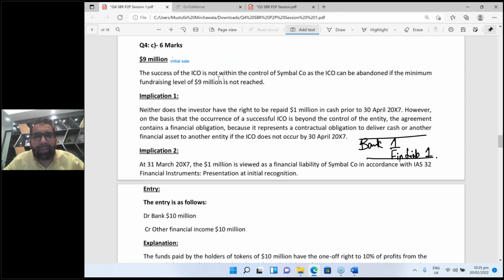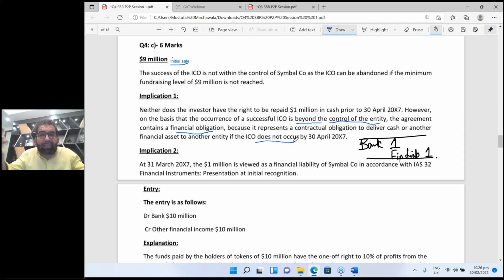You remember we received some money from the initial sale, guys, right? So that 1 million is a liability. Now neither does the investor have the right to be repaid 1 million in cash prior to 30th April X7. However, the occurrence of a successful ICO is beyond the control of the entity, so the agreement contains a financial obligation, because it represents a contractual obligation to deliver cash or another financial asset to another entity if the ICO does not occur.